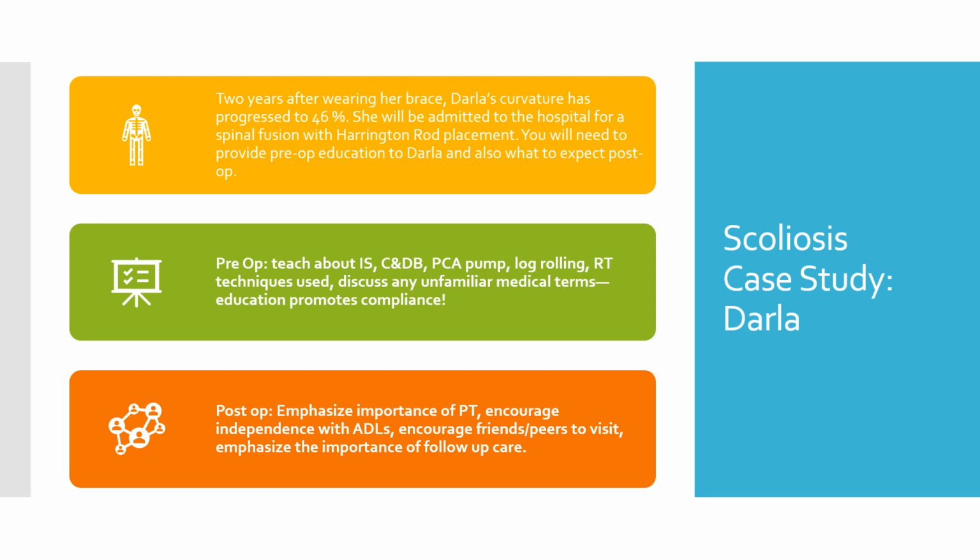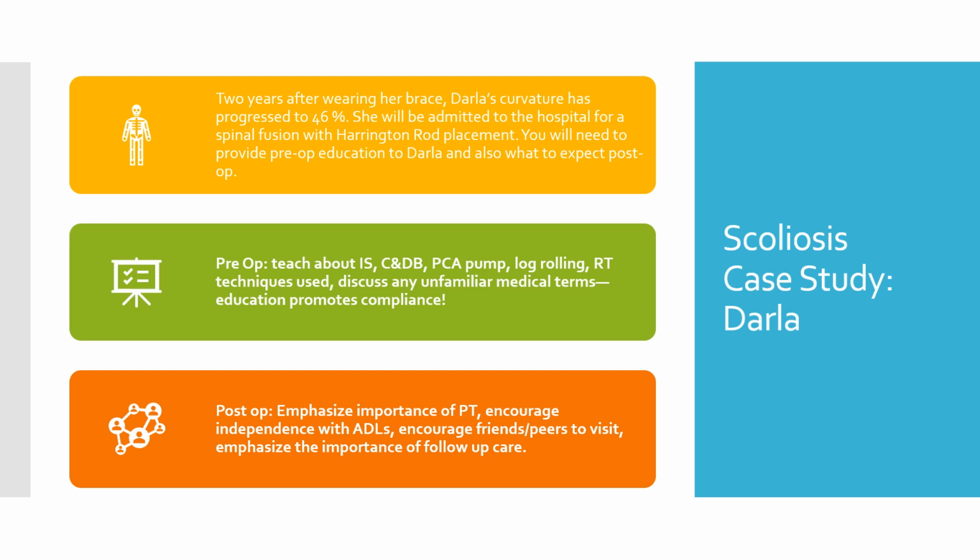So 2 years after wearing her brace, Darla's curvature has progressed to 46%. She will be admitted to the hospital for a spinal fusion with Harrington rod placement. You will need to provide pre-op education to Darla and also what to expect post-op. So pre-op, we're going to do a lot of teaching with her, what to expect once she gets back from surgery. We're going to teach her about the incentive spirometer, how to use it, what it's used for, coughing and deep breathing, teach her about her PCA pump, how she can get pain medicine, and tell her about log rolling.